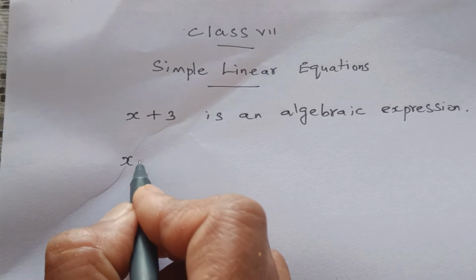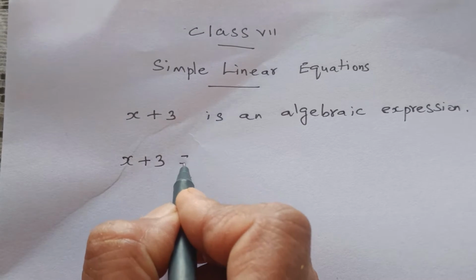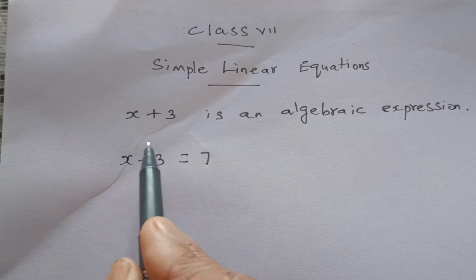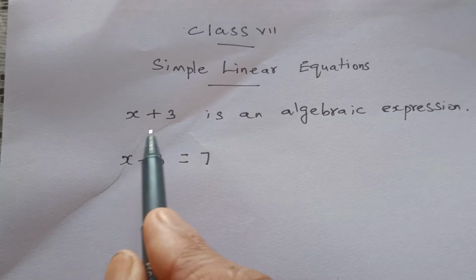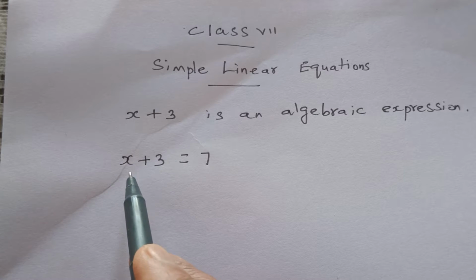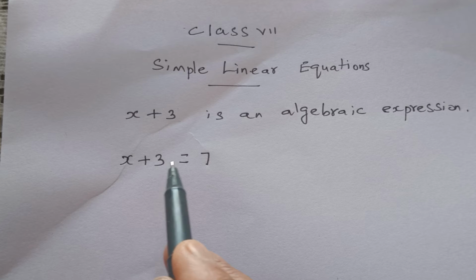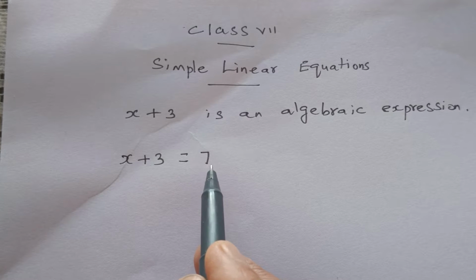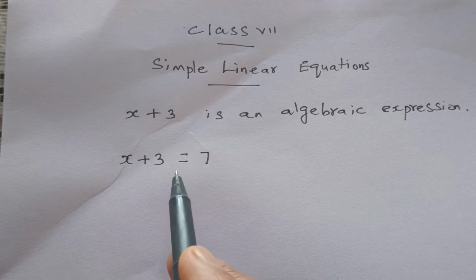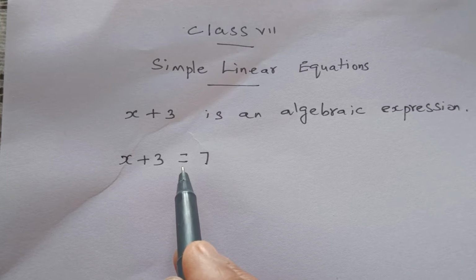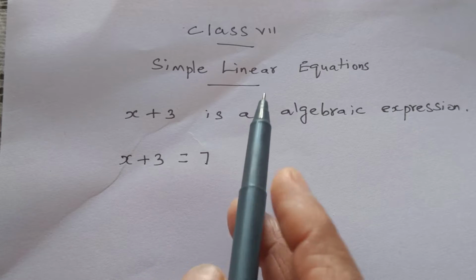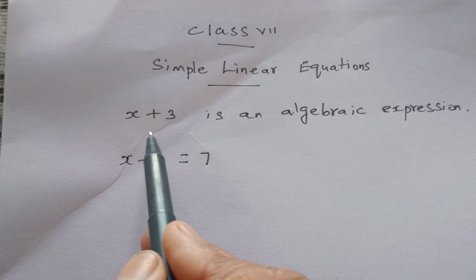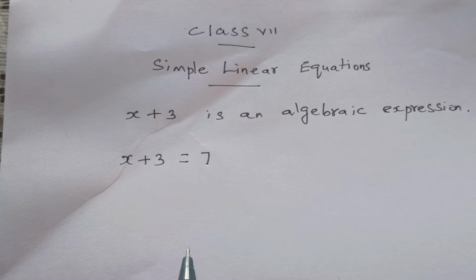Now, x added to a number gives 7. What does it mean? The value, the answer for this expression is given. So, when a number is added to 3, we get 7. Then when the value is given like this, it is called an equation. You will have an equal to sign in the equation. Very easy to remember: equation means you have an equal to sign. An expression has only one side, no equal to sign.